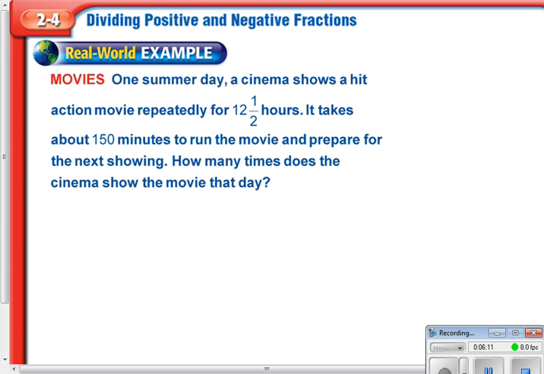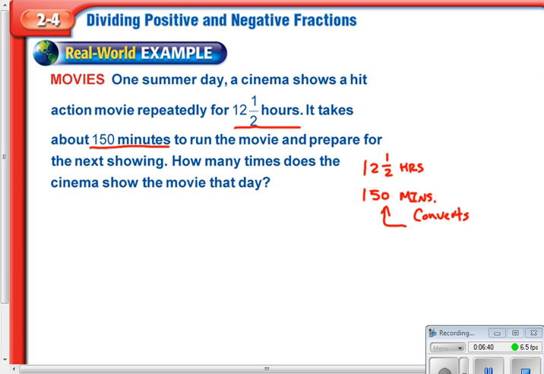First thing that we'd want to do here is a little conversion. Right now you have 12.5 hours, and the other you have 150 minutes. So you either need to convert to hours or minutes. Personally, I'd rather convert into hours. So I need to convert 150 minutes to hours.